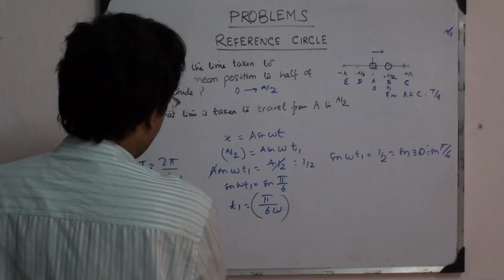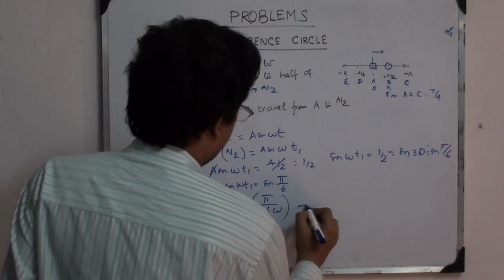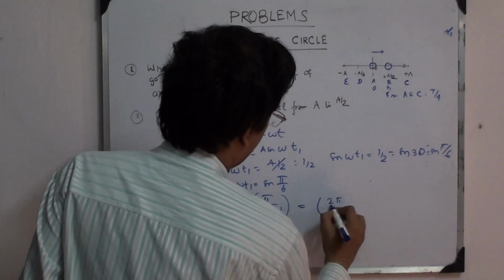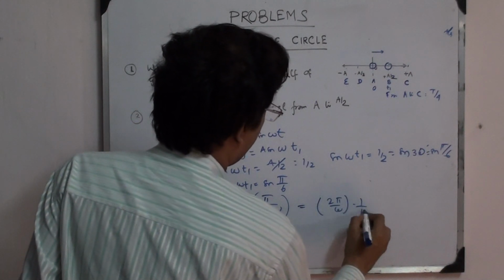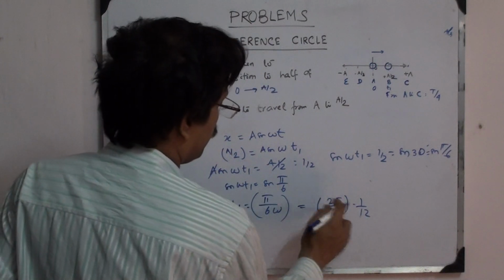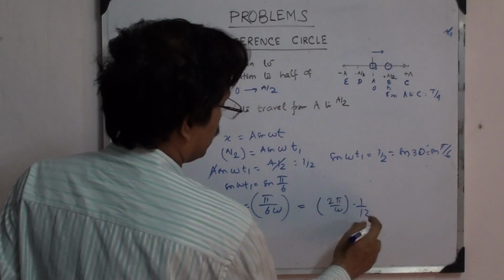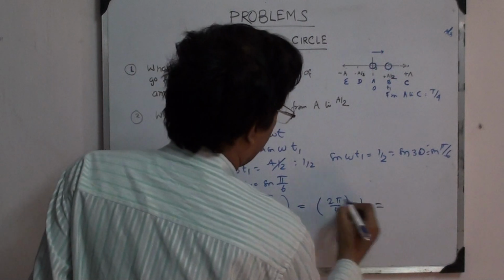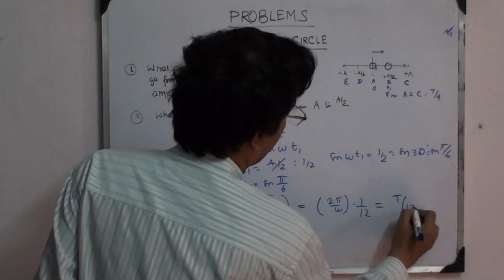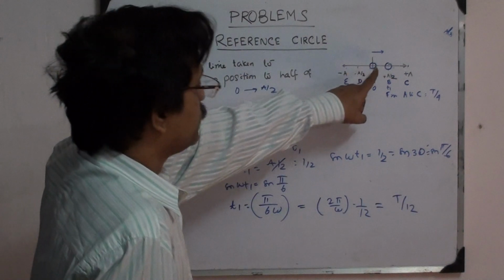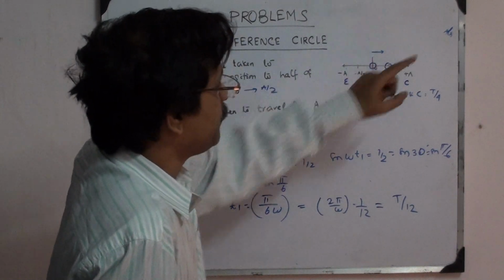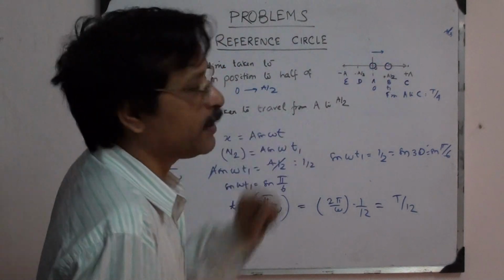So we can express this in terms of this. This is equal to 2 pi by omega into 1 by 12. You see, pi by 6 omega, 2 and 6 will give pi by 6 omega. Now replace this by T by 12. So you see, if this is T by 4, this one is T by 12.